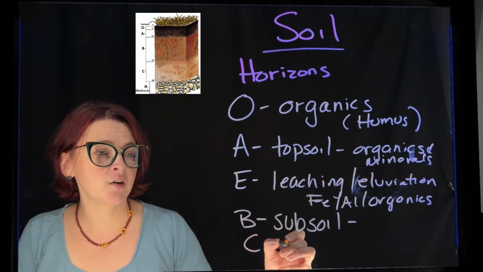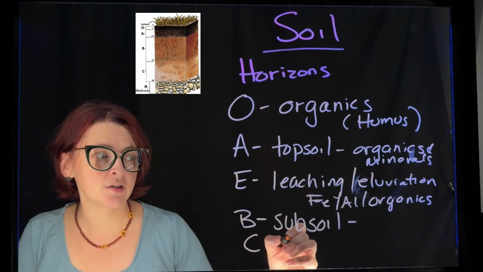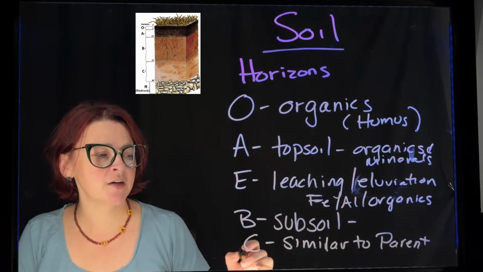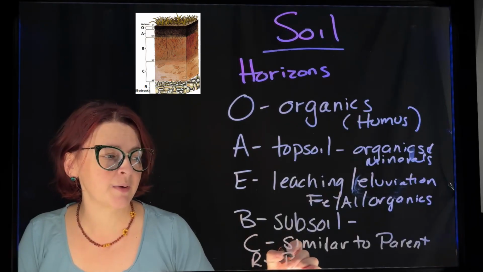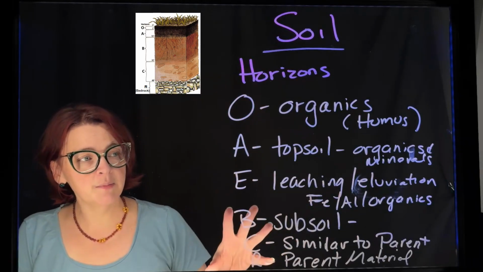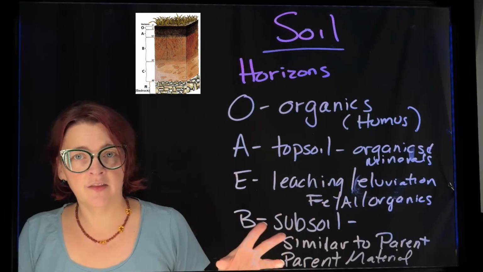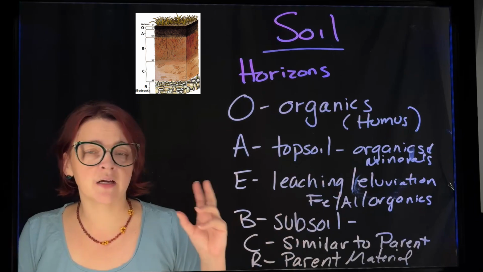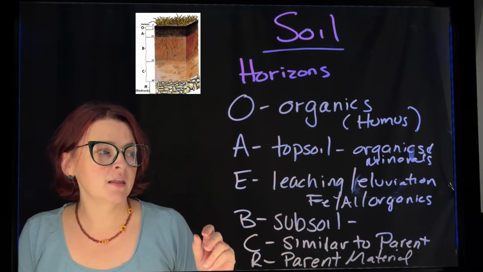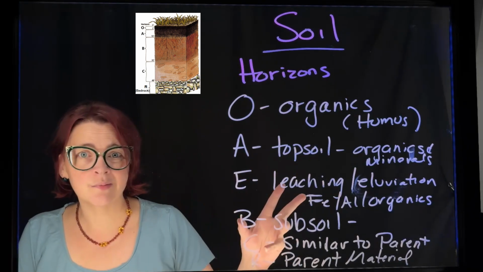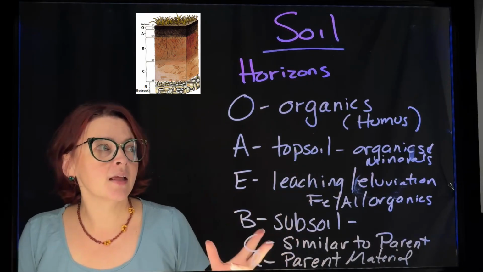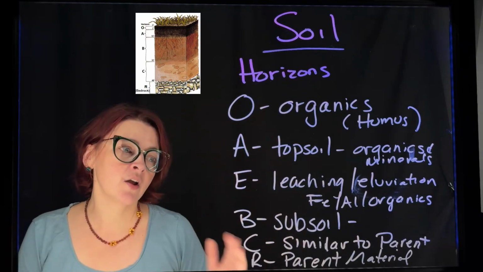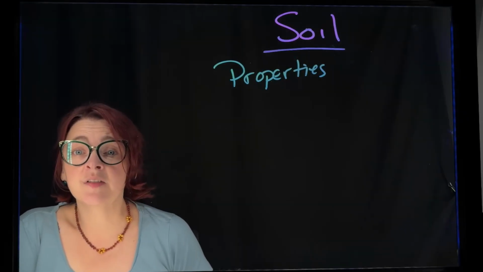Then we have the C horizon, which is very similar to the parent material. So it's just going to be basically broken up parent material. And lastly, we have the R horizon, which is the parent material itself. It's the bedrock. So these are going to be all influenced on the area that they're in, the amount of erosion that's happening, the amount of human interaction that's happening, the organisms that are there. Depending on the types of soils that you have is going to depend on what the horizons are going to look like.